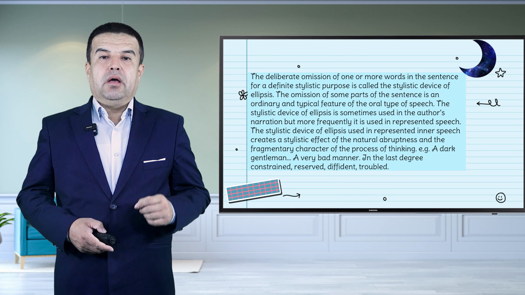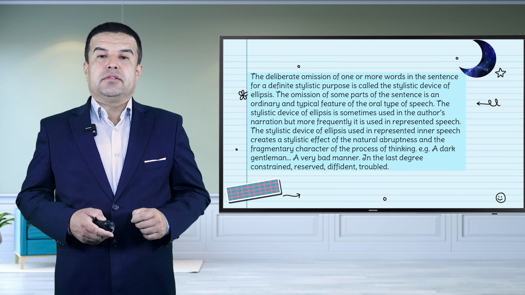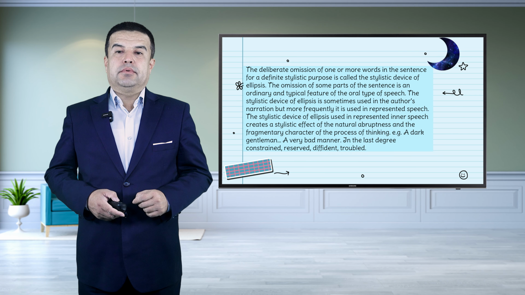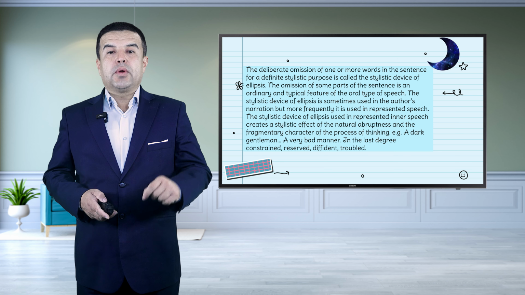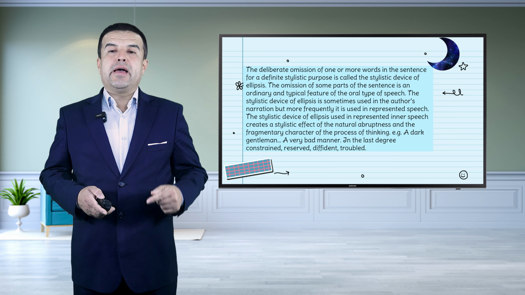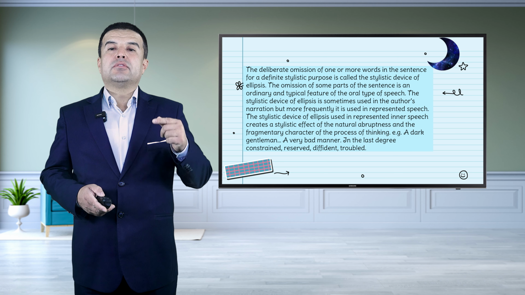For example, "A dark gentleman, a very bad manner, in the last degree constrained, reserved, definite, and troubled." You see?